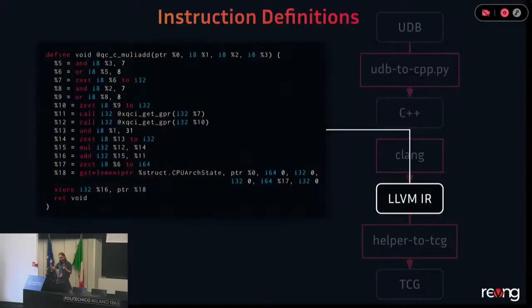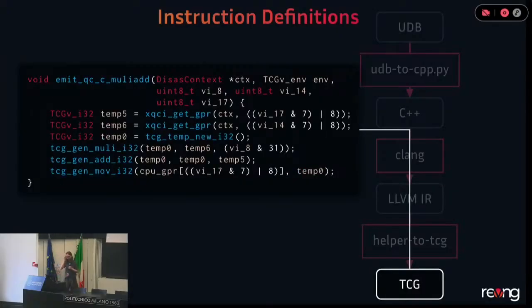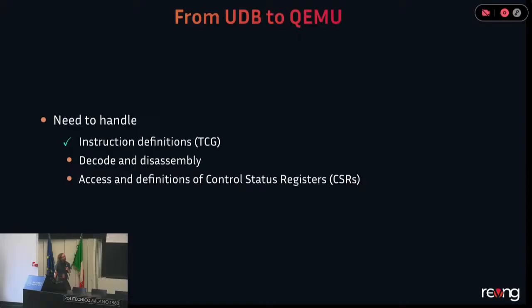We turn this into LLVM IR. It looks like the following. You don't need to focus too much on it. And then at the end, we get TCG. And here you can notice that at the top, we do some reading from GPRs. We do this by calling the xqci get GPR function. And at the end, we write back to the GPRs, but we write back to the global array called CPU GPR. So this is why we distinguish between reads and writes. So that allows us to handle instruction definitions. We simply include these into QEMU.